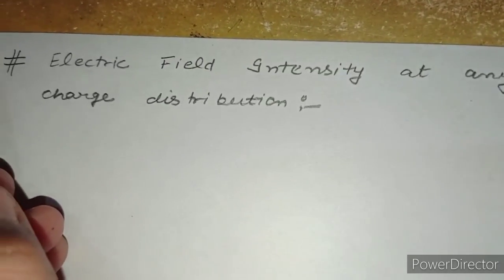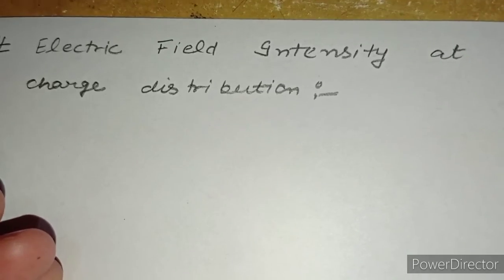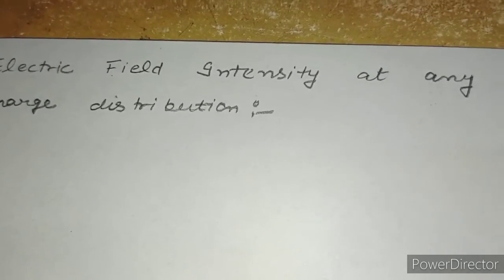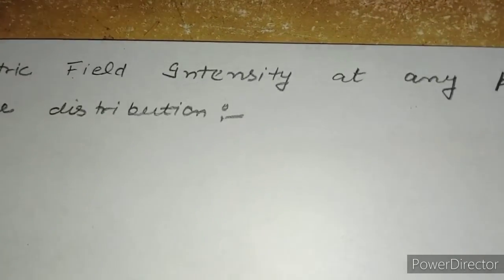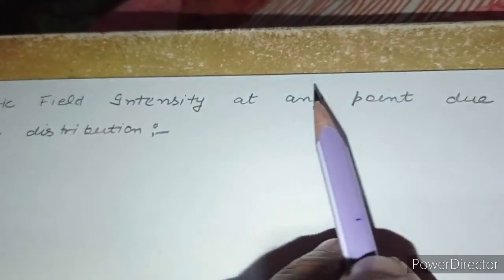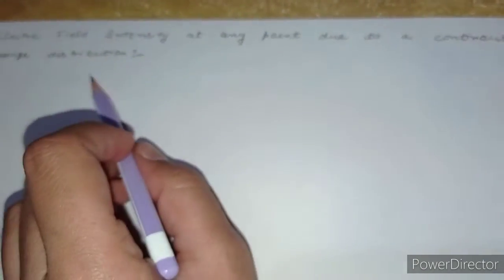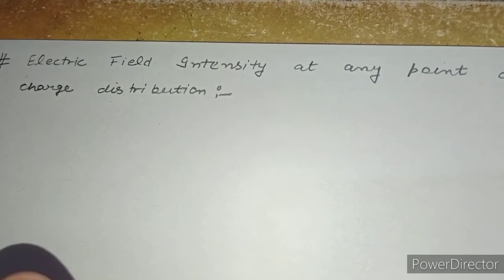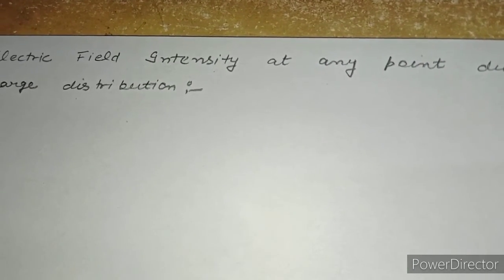Good morning, dear students. In the last lecture, we studied electric field intensity due to a point charge and then electric field intensity due to a group of point charges. In this lecture, we will study electric field intensity at any point due to continuous charge distribution. We will derive the expression for electric field intensity due to continuous charge distribution.